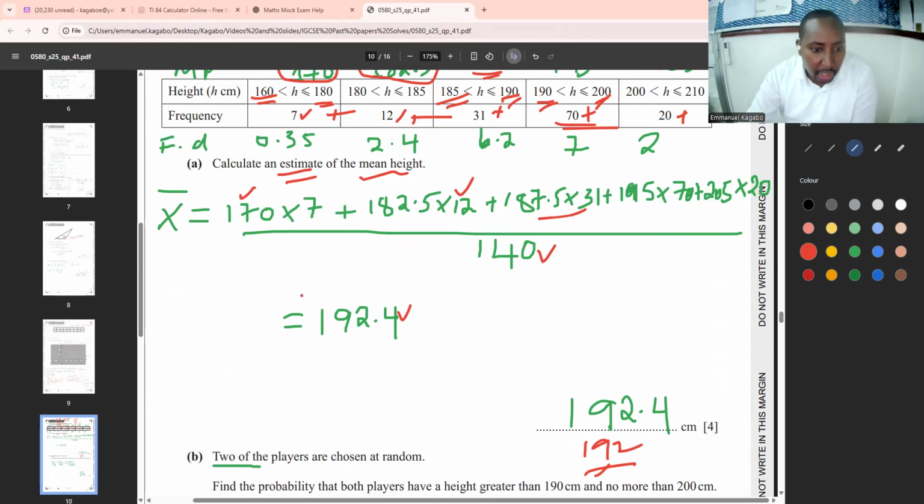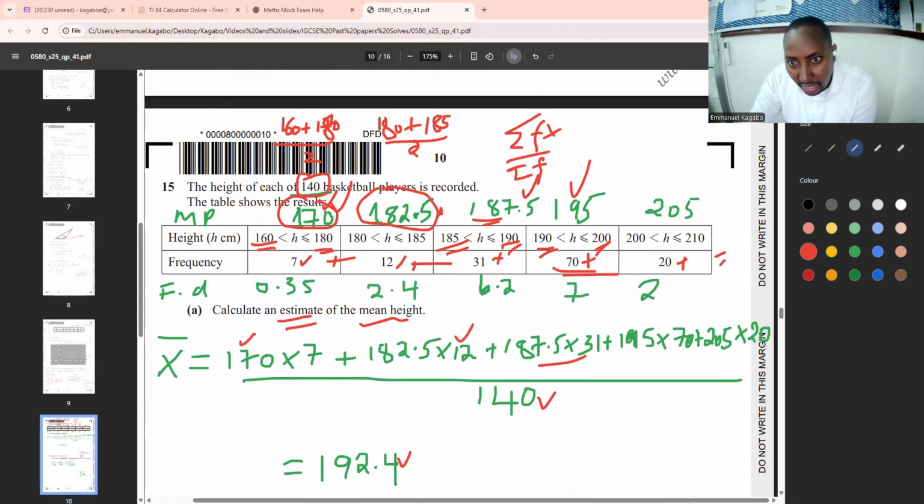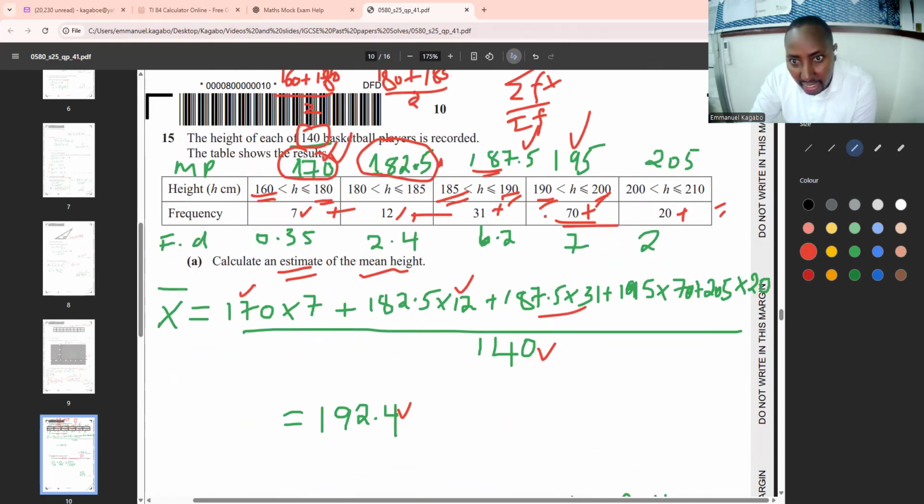Good. Here we go. Question B, probability question. Two of the pairs are chosen at random. Find the probability that both pairs have a height greater than this. Be careful with that: greater, but not more than that. Which class is that? If we check 190 and 200, this is the one we are talking about. Let me try to use a different color so that you can visualize. This is the class. How many do we have? 70. We are choosing from 70, and we are choosing 2.